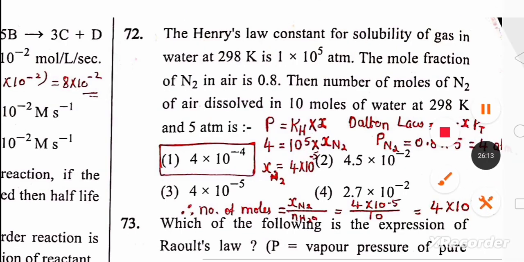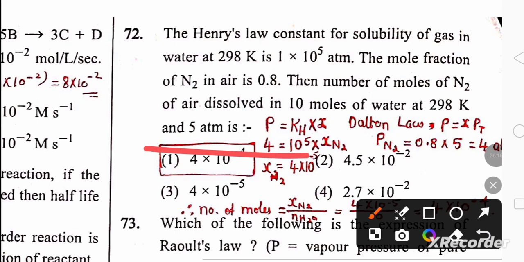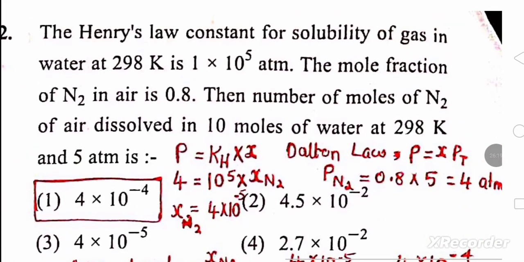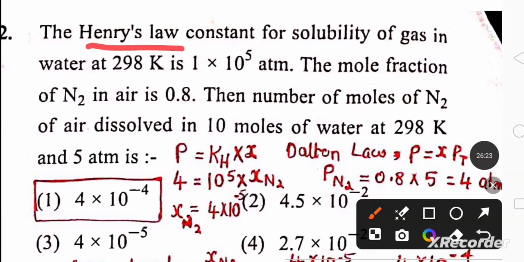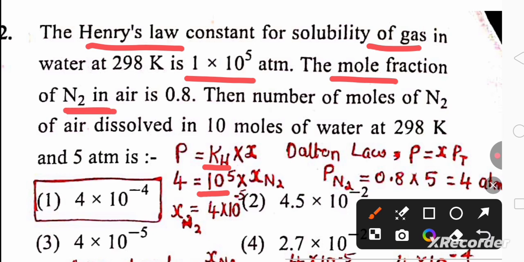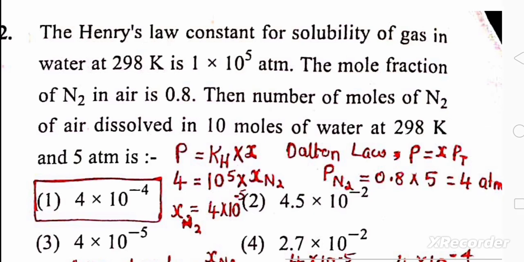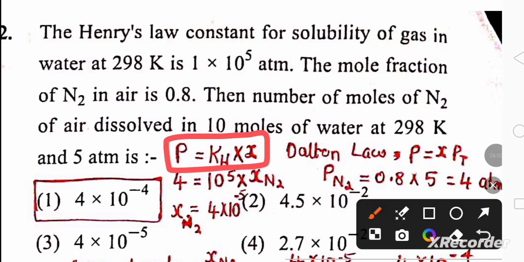Next question from solution chapter from Henry's law. So according to Henry's law constant value is given, KH is given. Henry's law constant KH value is given, that is 1 into 10 to the power of 5. For the solubility of a gas in water, the mole fraction of nitrogen is given. The mole fraction of nitrogen is 0.8. Then the number of moles of nitrogen of air dissolved in 10 moles of water at 298 Kelvin and 5 atmosphere. So first of all, we know Henry's law relation. Partial pressure of the gas is equal to Henry's law constant into X. So let us find out according to Dalton's law of partial pressure.